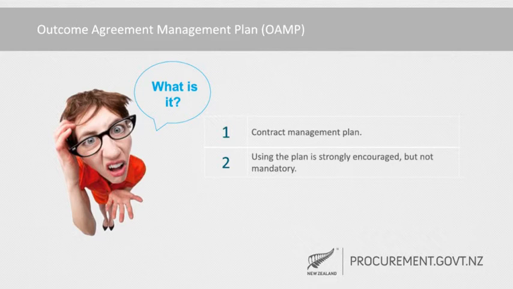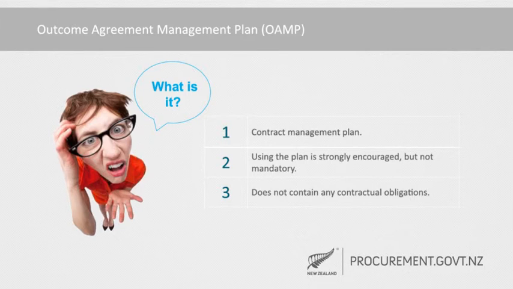The outcomes are much more likely to be delivered well if there is an agreed plan about how the services will be delivered and how the relationship will be managed. The Outcome Agreement Management Plan is not legally binding. It's an agreement about how the agency and provider will work together. The template can be tailored to meet your needs. If there is a section you don't need, simply take it out. On the other hand, if you need to add more information into the plan, you're welcome to do so.